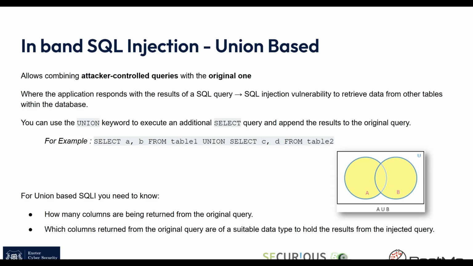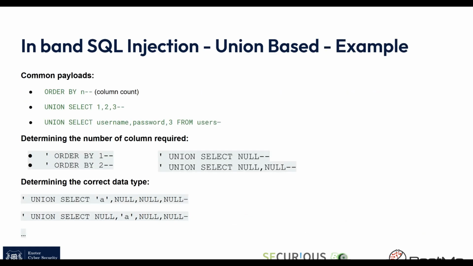Other info, you need to know which column returned from the original query has a suitable data type to hold the results. Simply put, if your initial column returns only string data, your extracted data is a string, you can only return it from a table that will give you string data. Because if you try to get it out from an int table, it will not work because it's a string. Well, that's it.